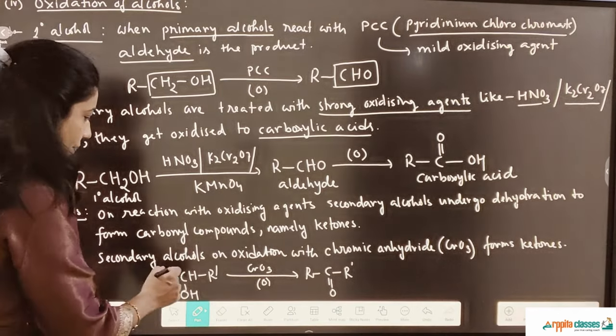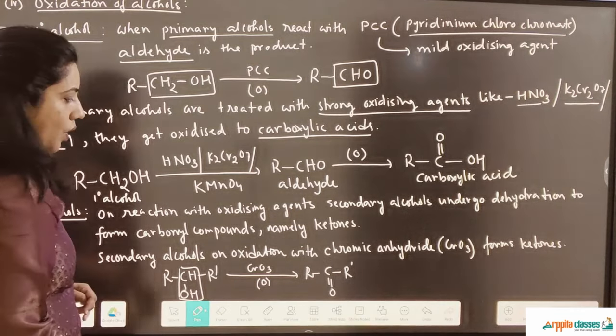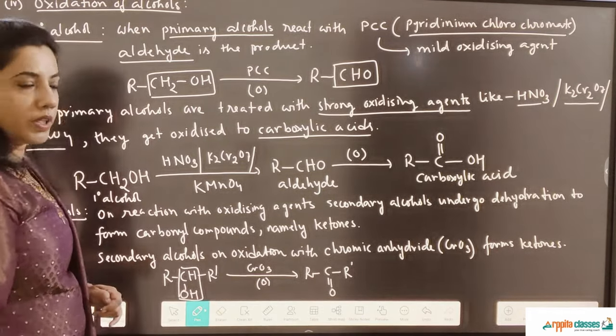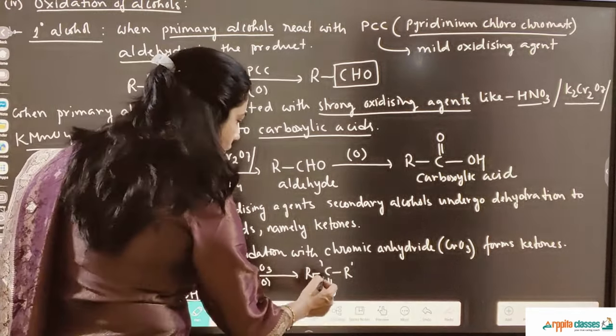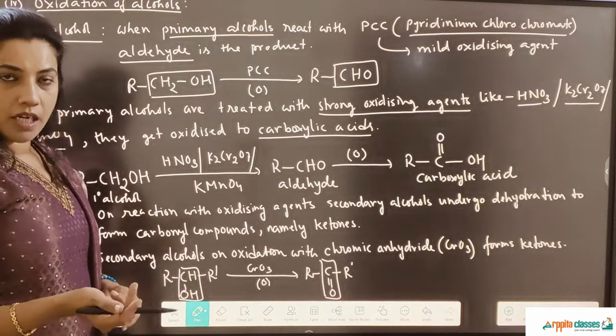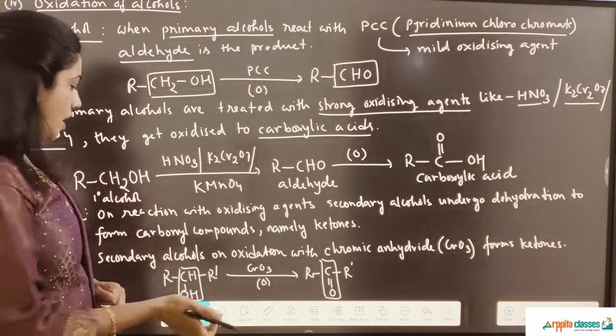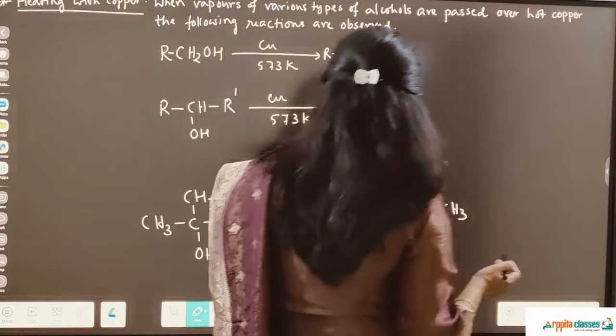Now secondary alcohols, on reaction with oxidizing agents, undergo dehydration to form carbonyl compounds, namely ketones. So we have RCHOHR. This is your secondary alcohol. CHOH is your secondary alcohol. You are treating this with CrO3, chromic oxide, which is an oxidizing agent. Okay, and you are getting CO, that is your ketone. So primary alcohols give rise to aldehyde and finally carboxylic acid, whereas secondary alcohols on oxidation give you ketone.